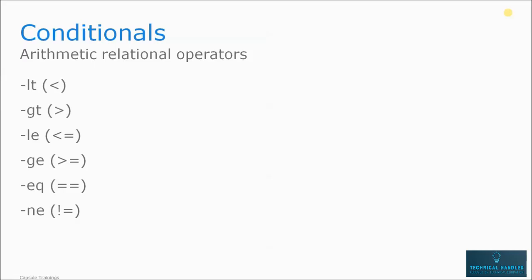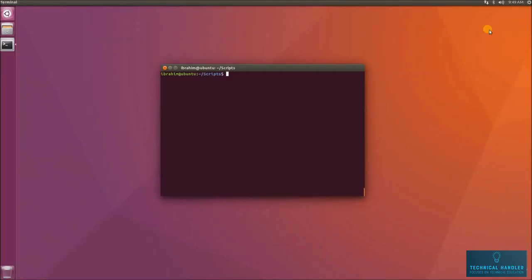Now let's take a look at the arithmetic relational operators that we can use with conditionals, which are mainly less than, greater than, less than or equal, greater than or equal, equal or not equal. So this is how we write them in a bash script. It's going to be -lt, -gt, -le, etc. So let's head over to the terminal and take a look at an example.